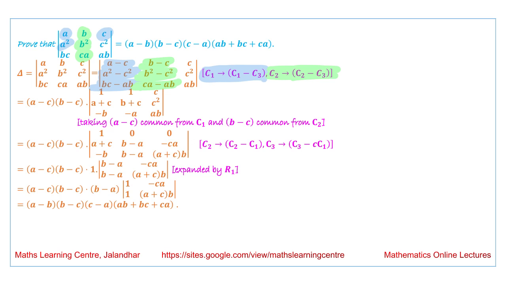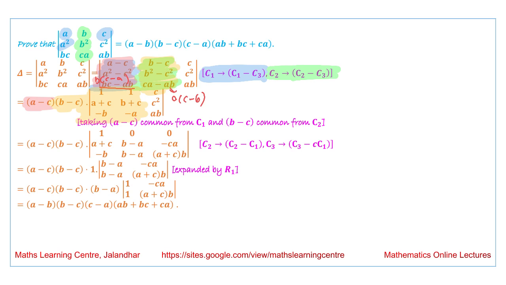Now if we look at this term, it is basically B into C minus A. If we look at this term, this is A into C minus B. So from the first column, we can take A minus C common. From the second column, we can take B minus C common. So we are left with these terms over here.